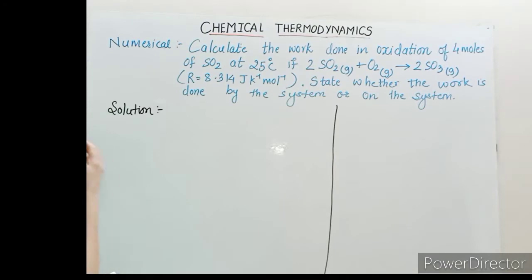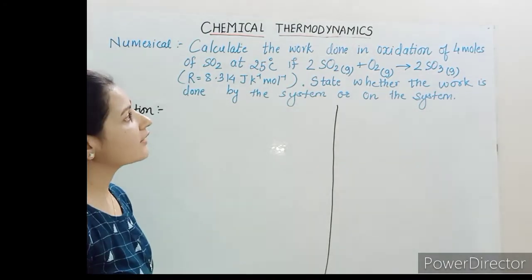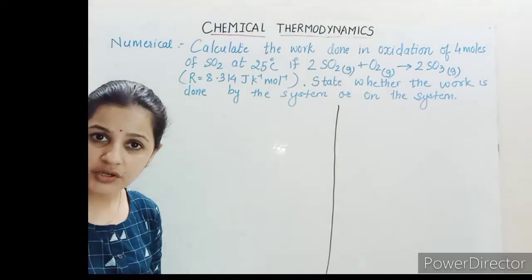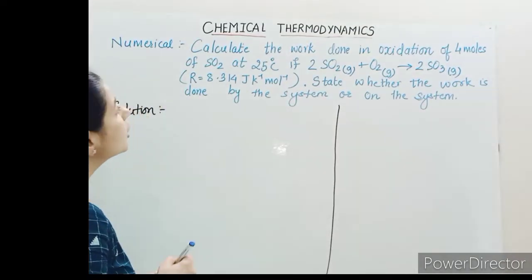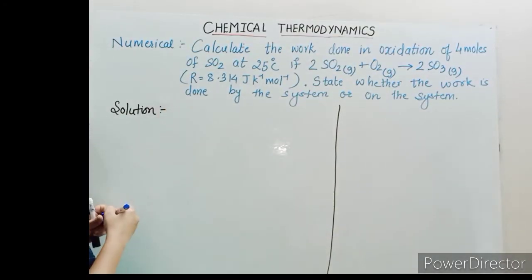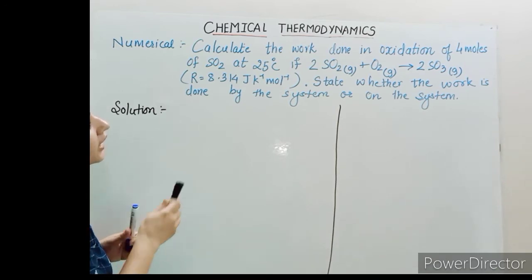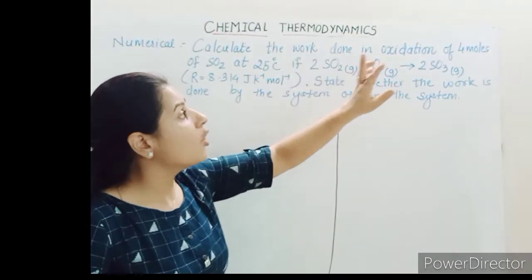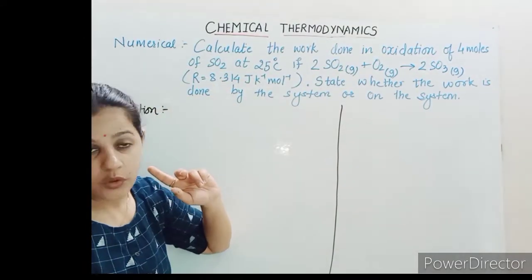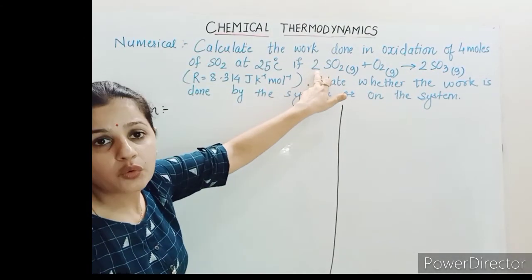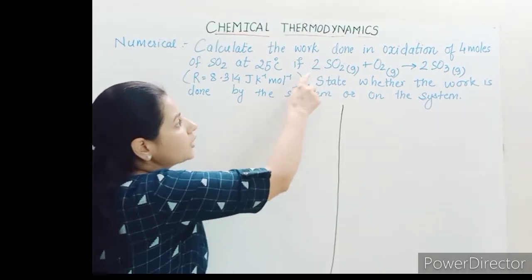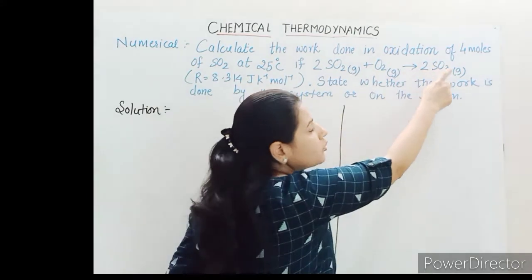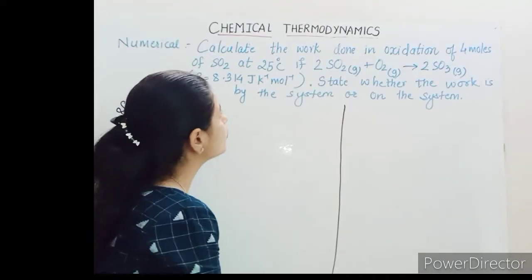Okay, so let us try to do this. Now in this case, it is asking us to calculate the work done. So let us first jot down what is given to us and what we have to find out. So first, what is given? We have to calculate the work done in oxidation of 4 moles of SO2. But the reaction is given for only 2 moles. क्या reaction दी हुई है? 2 moles of SO2 reacts with 1 mole of oxygen to form 2 moles of SO3. और हमें पूछा क्या गया है?